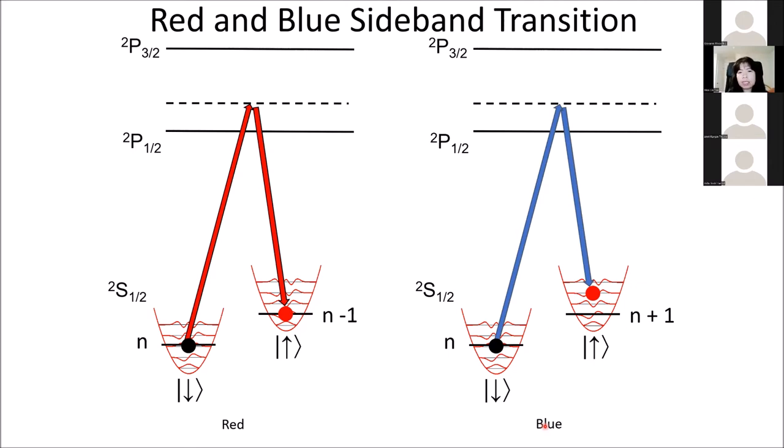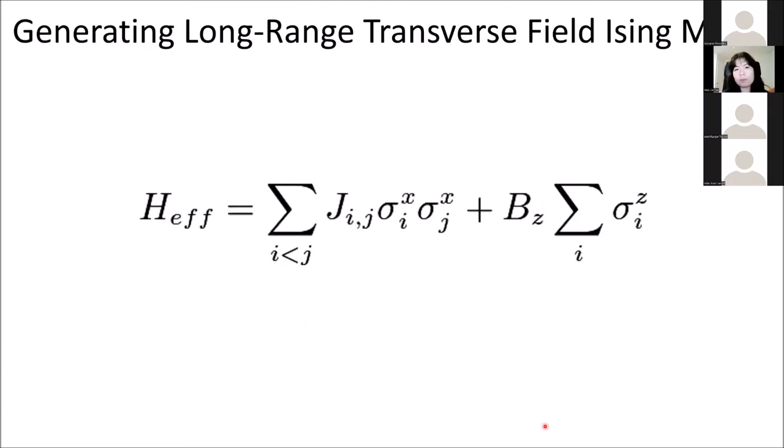These are the basic ingredients to do quantum simulation. I'm not going to delve deeper into this, but if anyone has questions about how this works, I'll be happy to answer later. With all these quantum operations, by manipulating the lasers, we can generate a long-range transverse field Ising model, which is this.